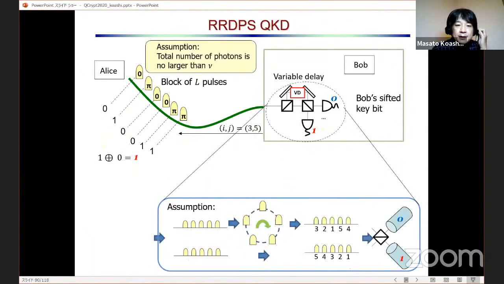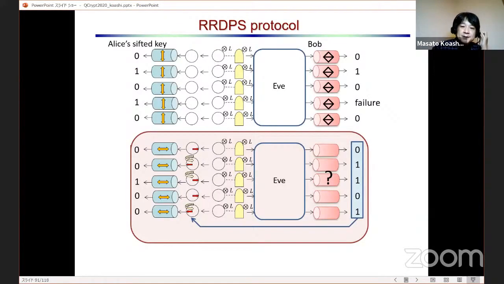And today I would like to make an assumption, which is technologically difficult, but for the sake of argument, I assume that the total number of photons in the L pulses is no larger than some integer nu. Nu is much smaller than L. And also, instead of this variable delay, I assume that this device somehow rearranges the order of pulses in a cyclic way. Okay, so under this assumption, the security is proved like this.